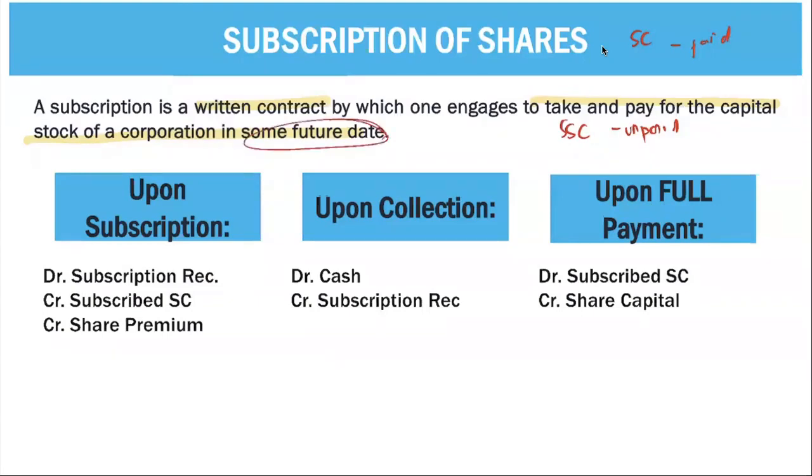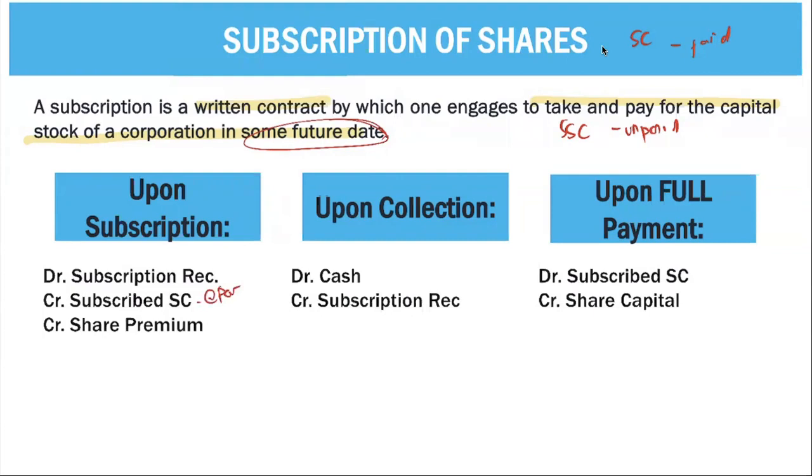So how do we record that? So we have three particular events in a subscription of share: upon subscription, upon collection, and upon full payment. So upon subscription, your entry is a debit to subscription receivable, credit to subscribed share capital. This will always be at par, and the difference is your share premium.